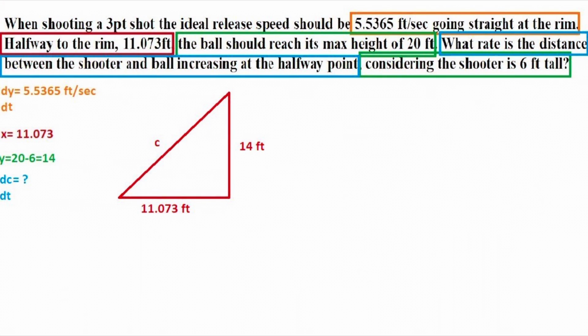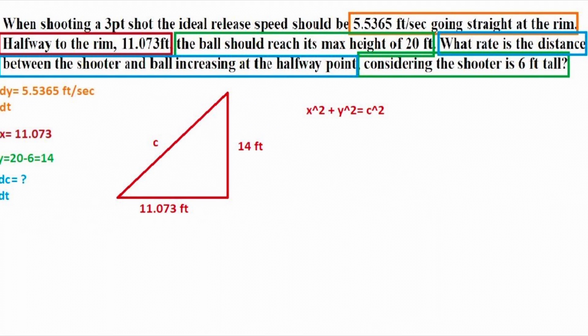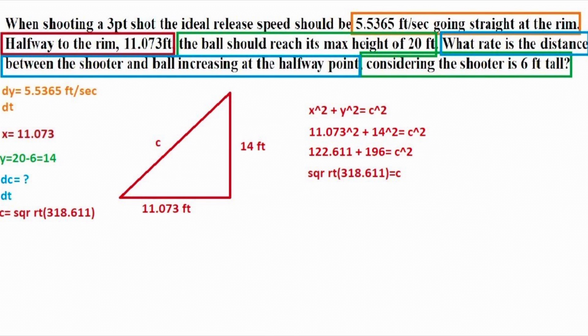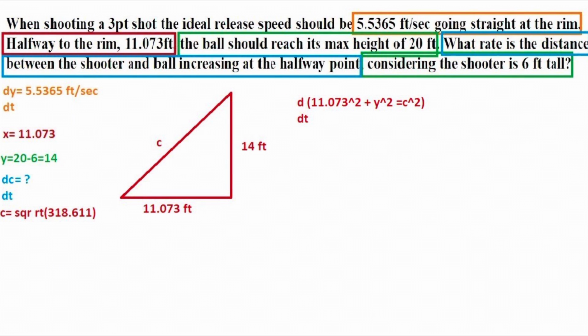Now we can transfer this illustration back to our problem. Here we have the illustration drawn with the problem. To find c, we need to use the Pythagorean theorem: x squared plus y squared equals c squared. We're going to use the values given to find c. Entering our values, x equaling 11.073 and y equaling 14, we simplify c to equal the square root of 318.611.